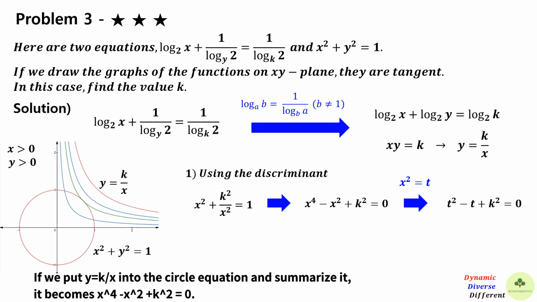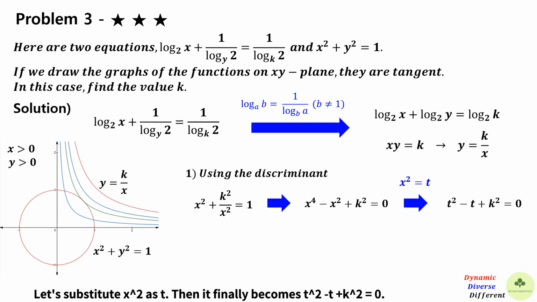If we put y equals k over x into the circle equation and summarize it, it becomes x to the power of 4 minus x squared plus k squared equal to 0. Let's substitute x squared as t. Then it finally becomes t squared minus t plus k squared equals 0.